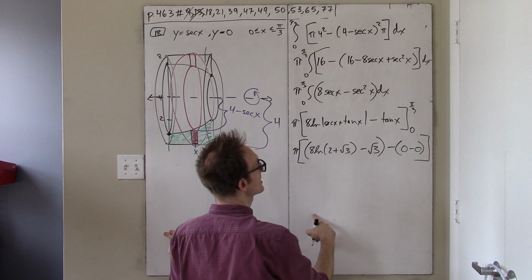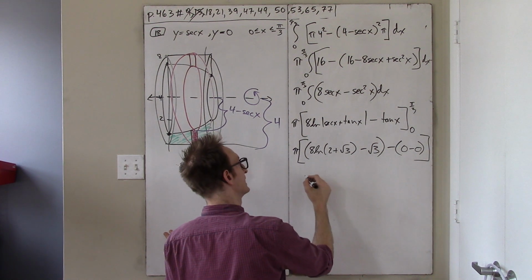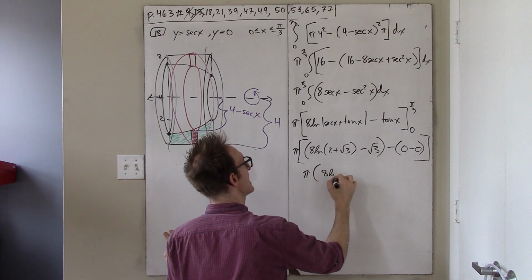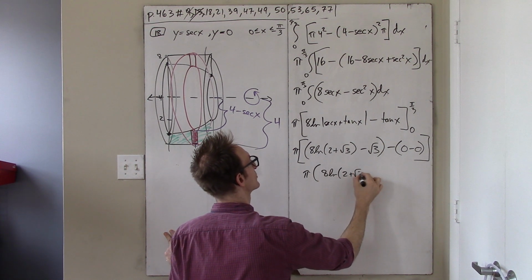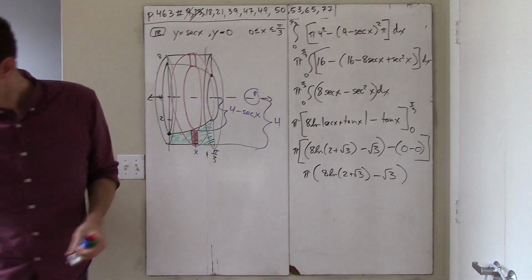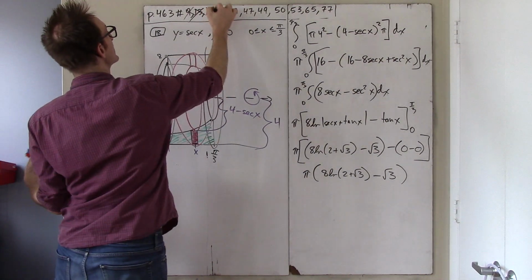So what we in fact get, if I did this all correctly, is pi times 8 ln 2 plus root 3 minus root 3. We can double check that, but that seems really right. 8 ln 2 plus 3 minus root 3. Yeah. Okay, good. Woo! 3 down.